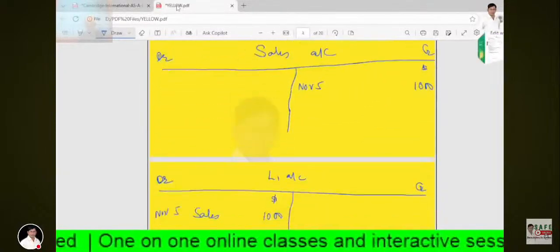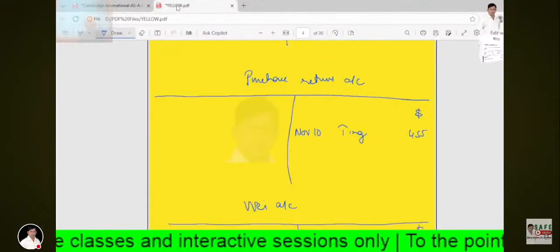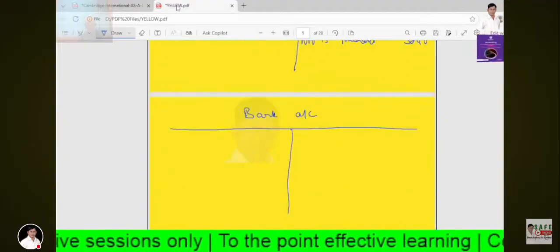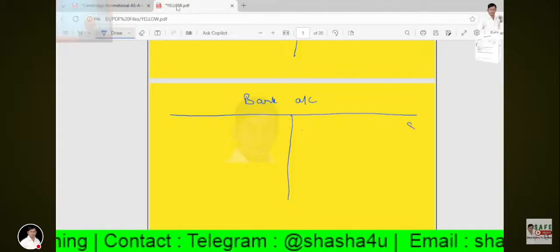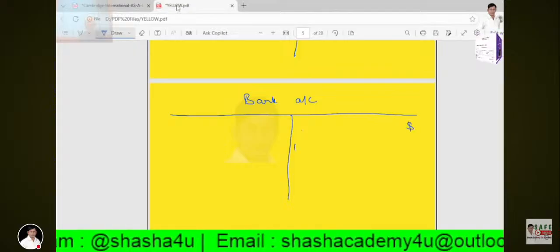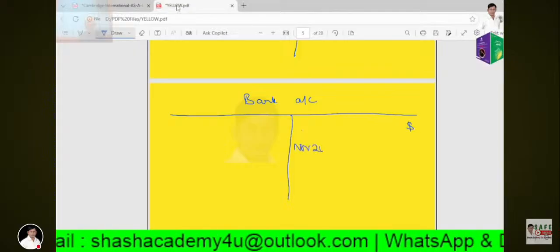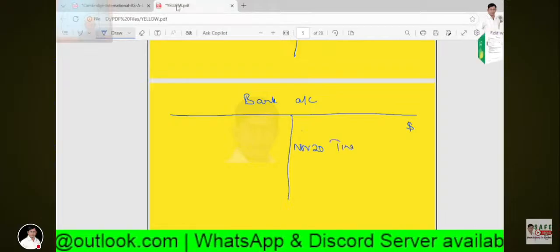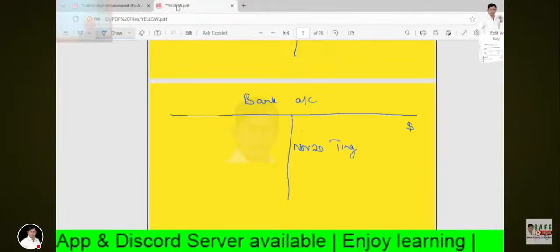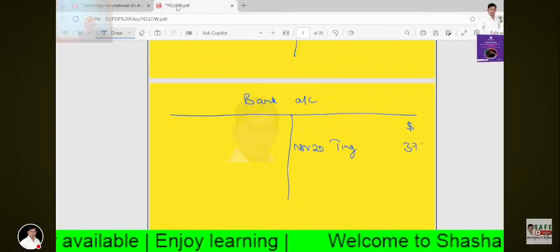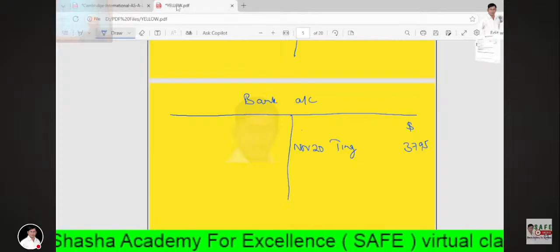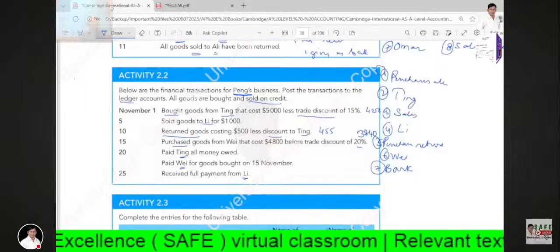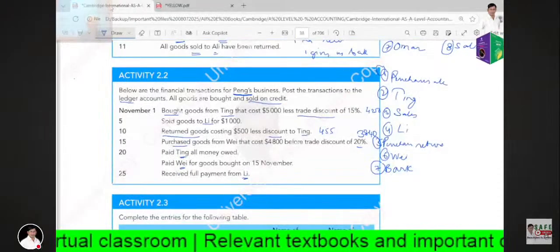Complete the entry. How do we complete the entry? So we have to write in bank account. November 20. So we have paid to Tinge 3795. So we have to pay another person. We have to pay V.